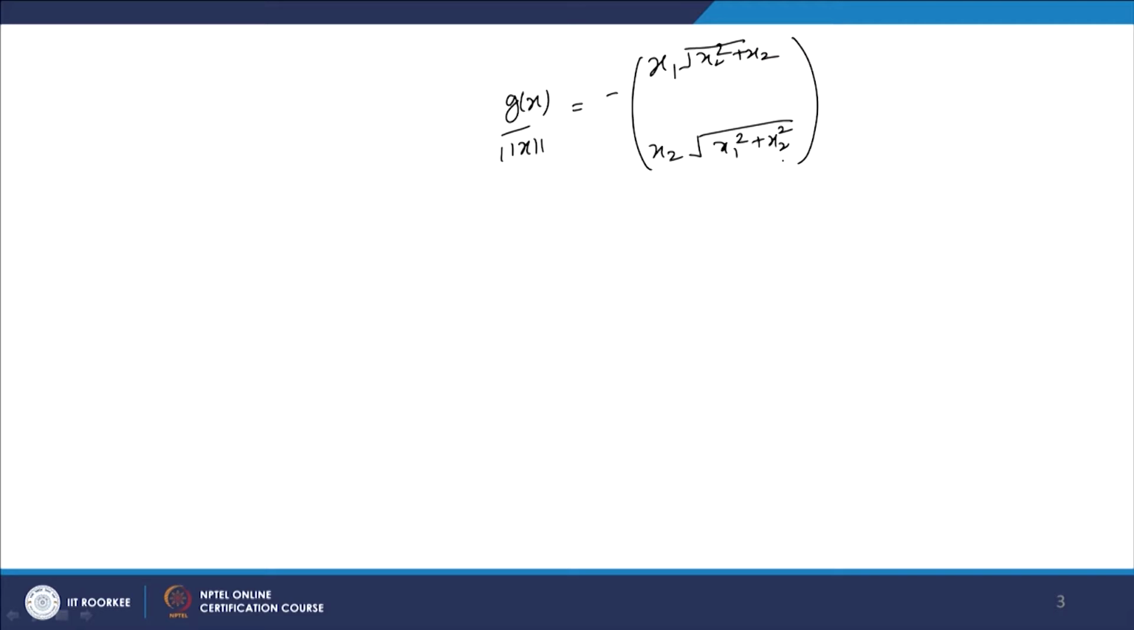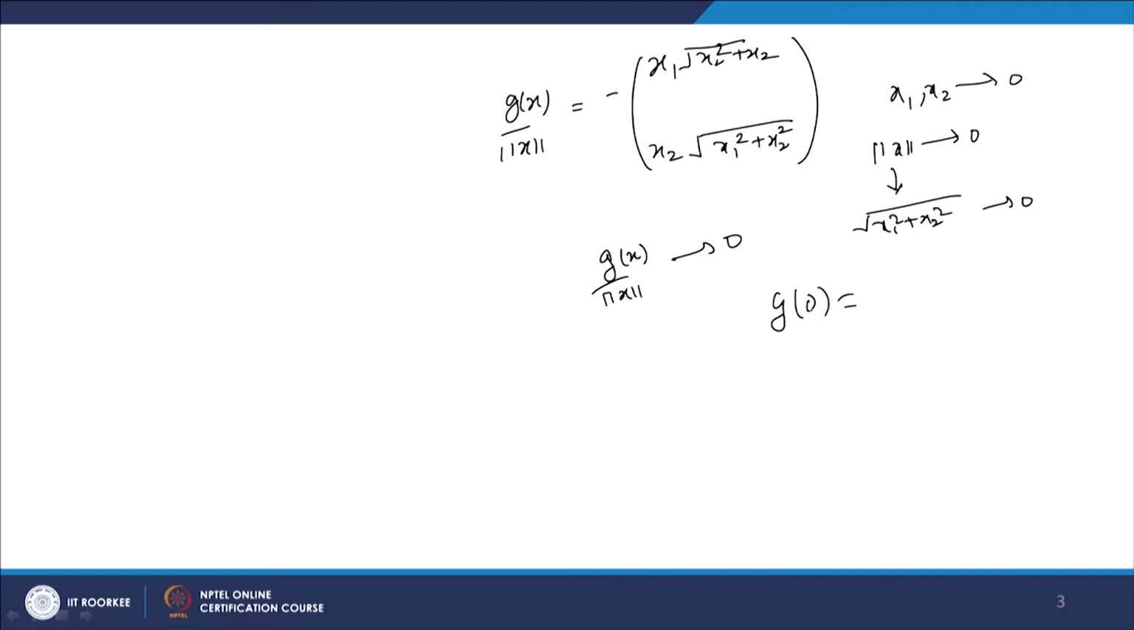Now, can we say that it is a continuous function of x? So, as x1 and x2 tend to 0, or I can say that norm of x, which we are denoting as the square root of x1² + x2², is tending to 0, then we can prove that g(x) upon norm of x is tending to 0, right. So, it means that the condition, and look at g(0). If you look at g(0), then it is nothing but 0 here.